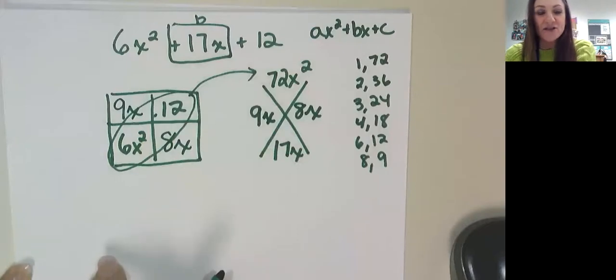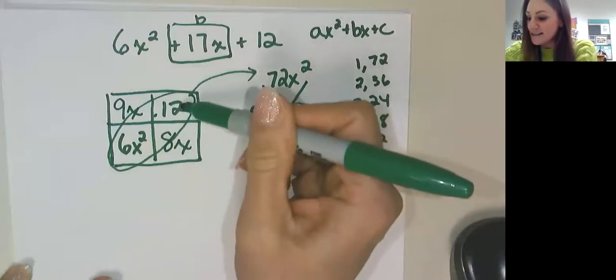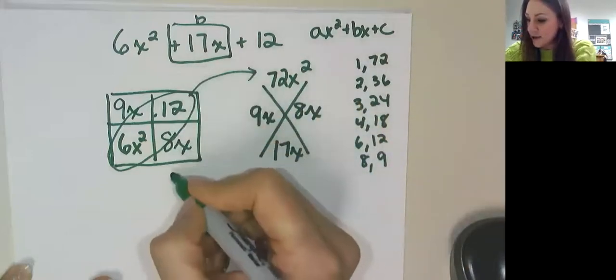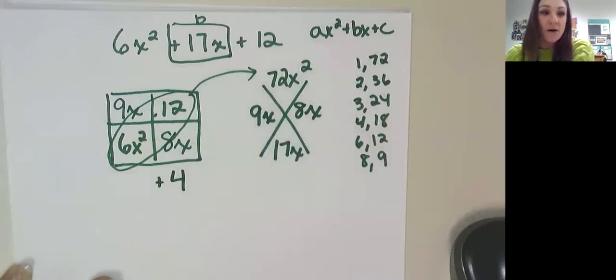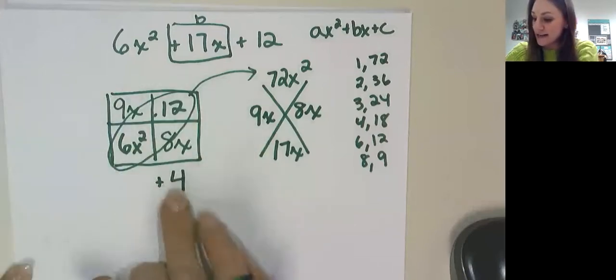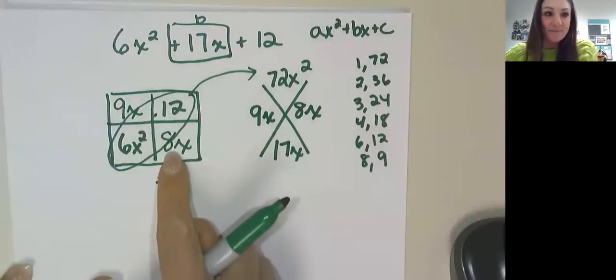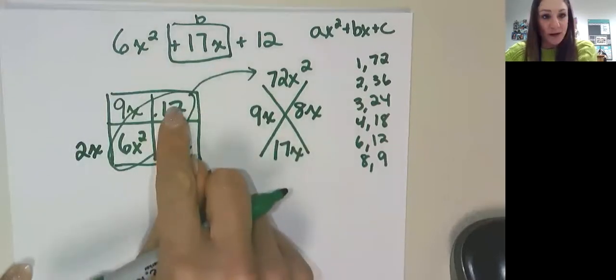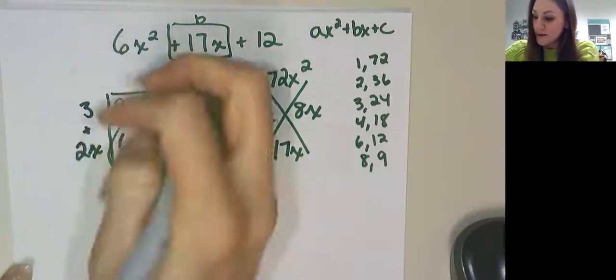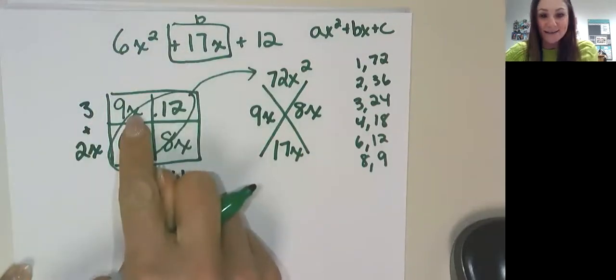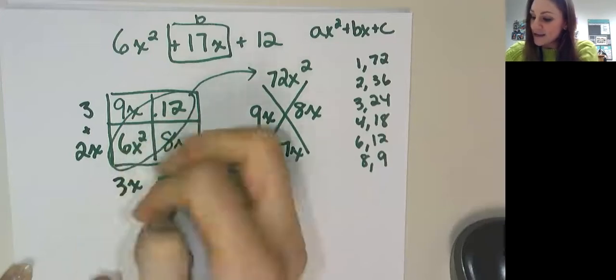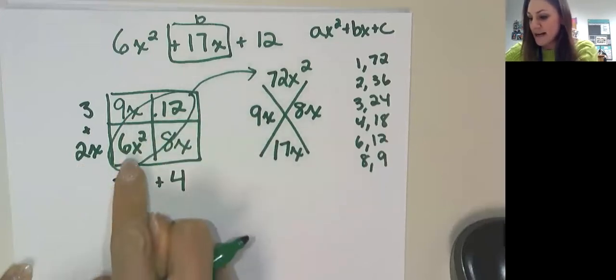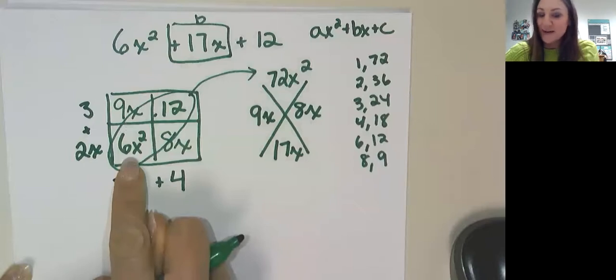Now you want to find the GCF of one of the columns and rows, whichever one stands out to you. I see this 12 and 8x, and I think, oh, they both have a 4 in common. Once you find that out, it becomes easier to find all the other sides, because you say, 4 times what is 8x? Well, that's 2x. 4 times what is 12? Well, that's 3. 3 times what is 9x? 3x. And then I like to just double check. Is 2x times 3x 6x squared? Yes, so I did it correctly.